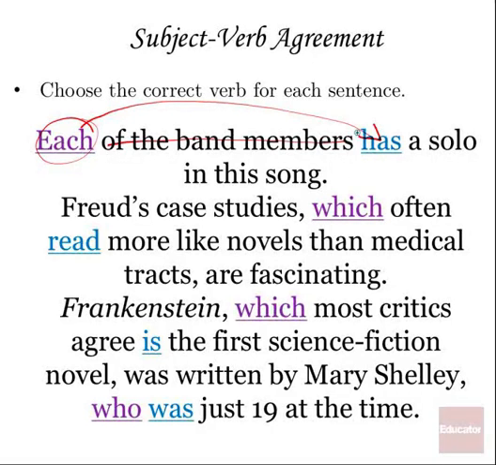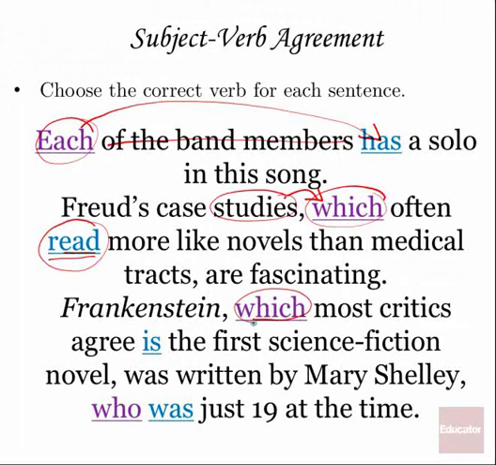Freud's case studies, which often read. Our verb is read, but our subject is which, a relative pronoun. And in this case, it's taking the place of the word studies. Well, studies is, of course, plural, so we use the plural verb read, which read more like novels than medical tracts, are fascinating.